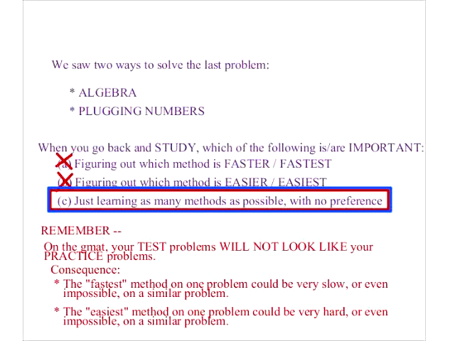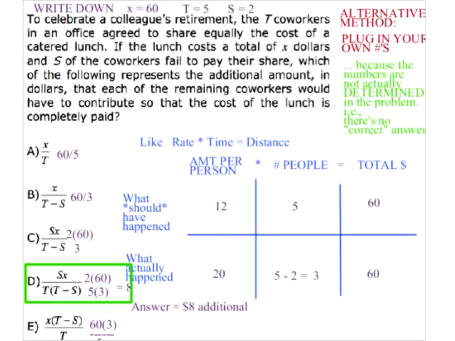This is the whole point of studying quant, is to learn lots and lots of ways to solve stuff. This is the thing. So there you go. Any questions?